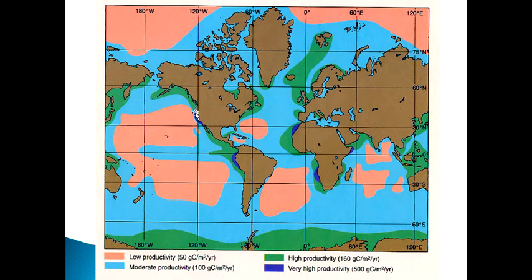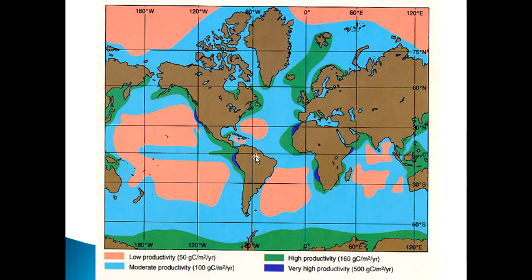The west coast of the United States, South America, and then Africa, a couple places around Africa. The green area shows areas that are still productive but less than these purple areas. And notice the green areas basically encircle the continents. And that makes sense. This productivity is pushed by the large input of nutrients from the land.